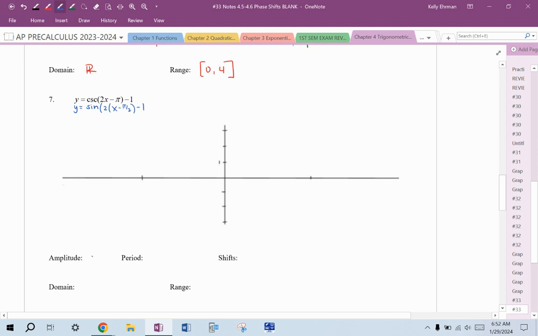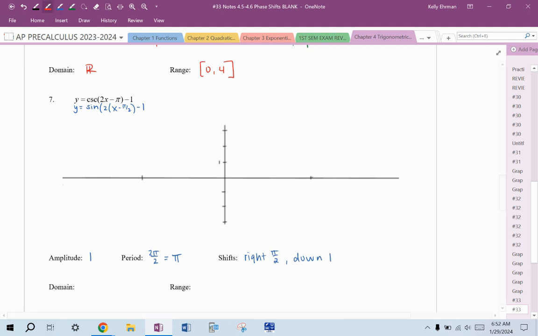So the amplitude is 1, the number in front of sine. The period is 2 pi divided by 2. The shifts are going to be to the right pi over 2. Oh, sorry, simplify the period, pi. So to the right pi over 2 and down 1. And we'll do domain and range when we're finished.